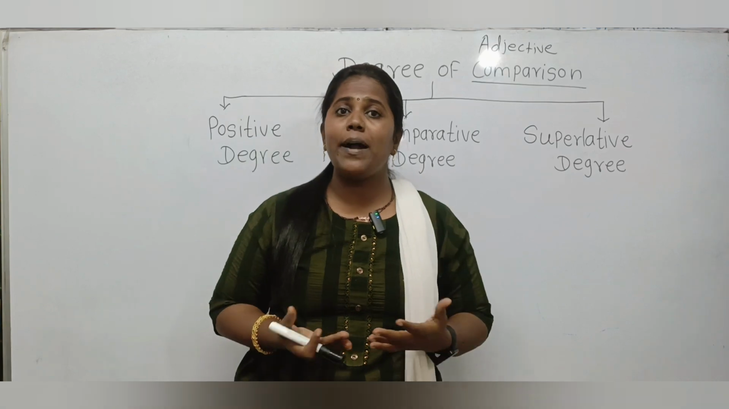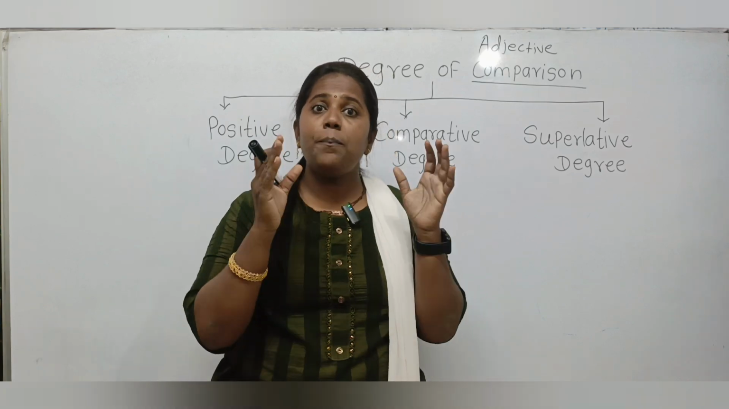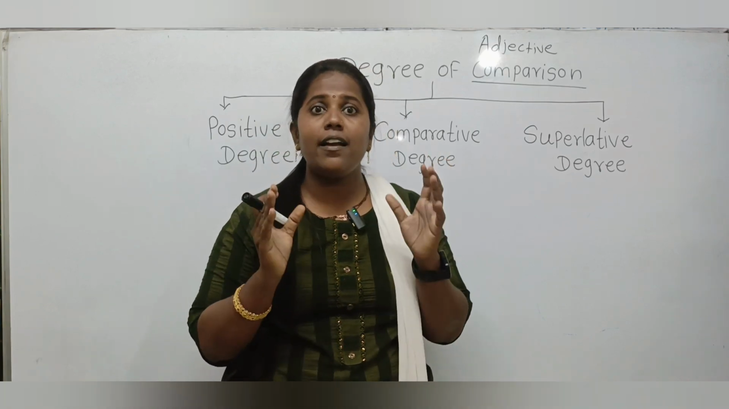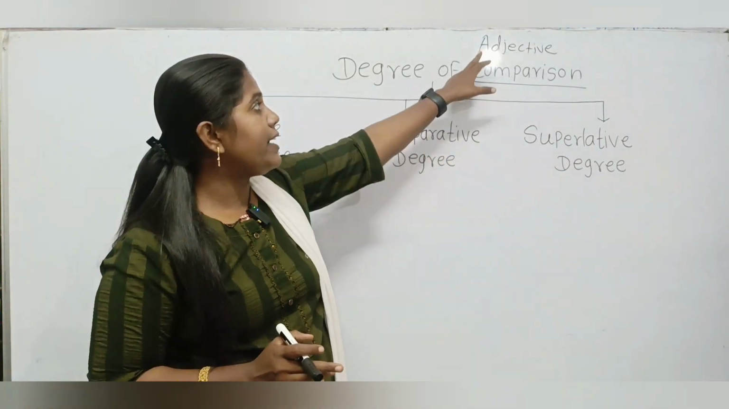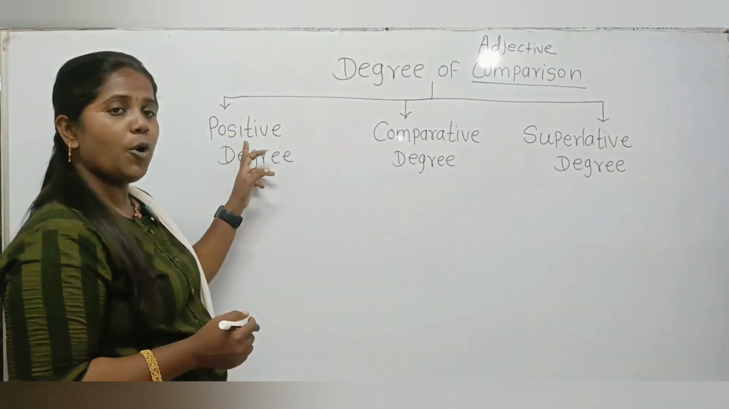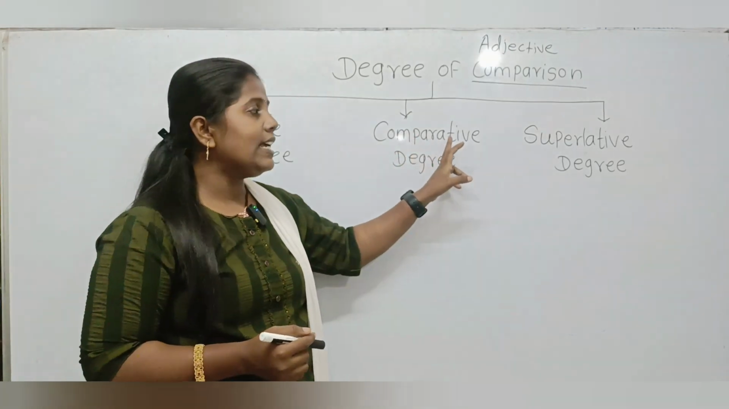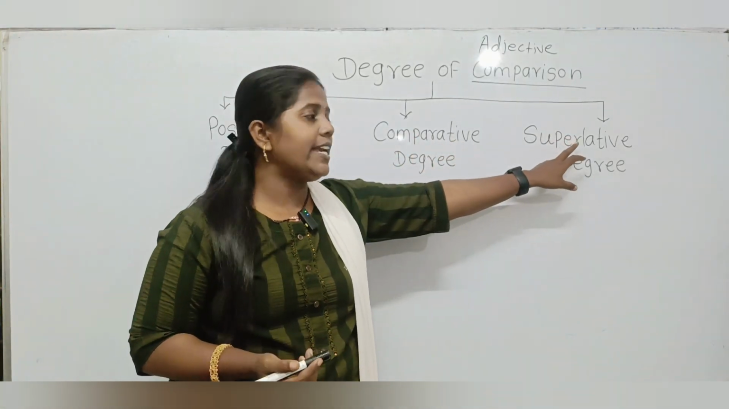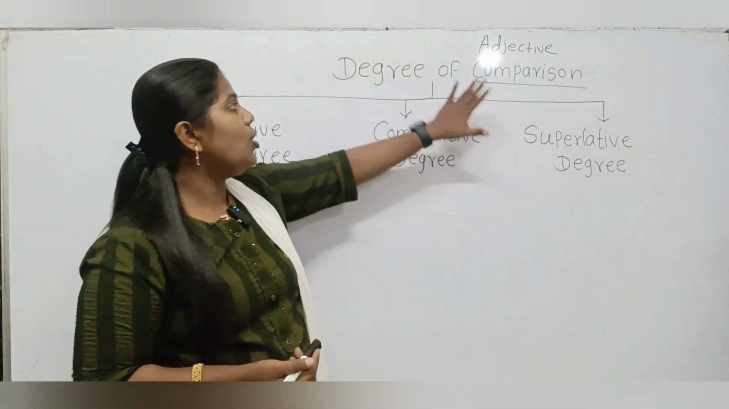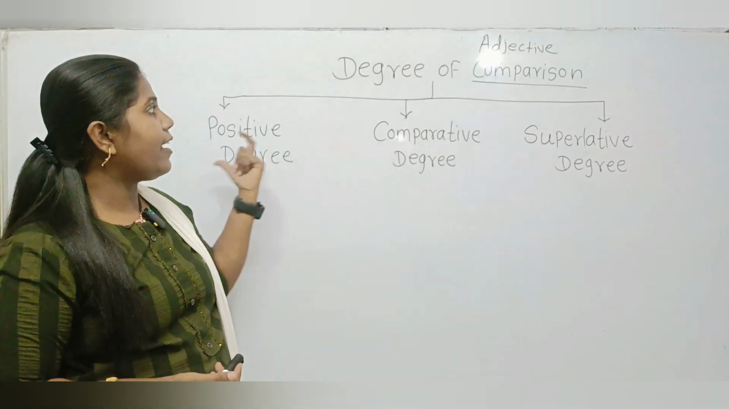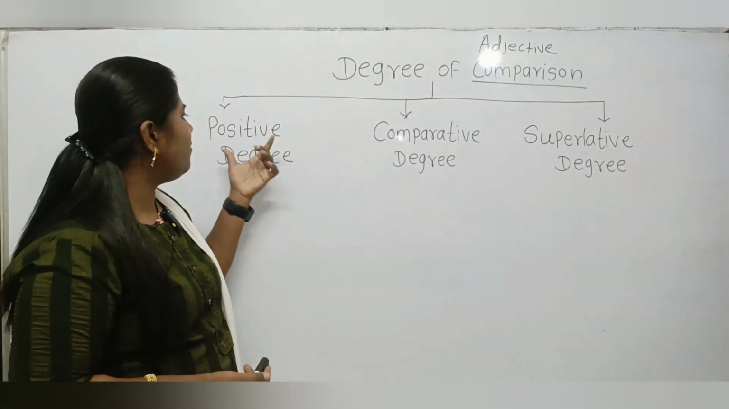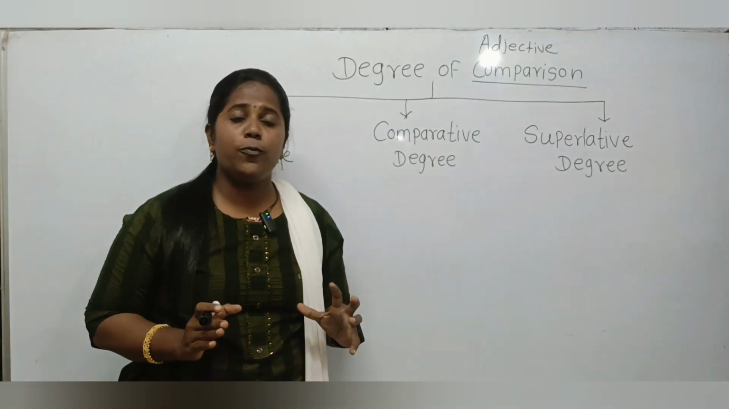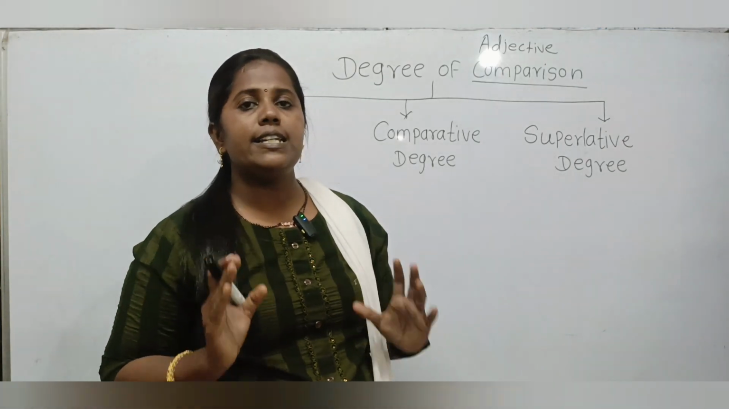Then what are the forms of adjectives? On the basis of the forms of adjectives, there are three types of degrees. The first form is the positive form, the second one is the comparative form, and the third one is the superlative form. So on the basis of forms, there are three types of degree of comparison. Let's understand one by one. What is meant by positive form? What is meant by positive degree?